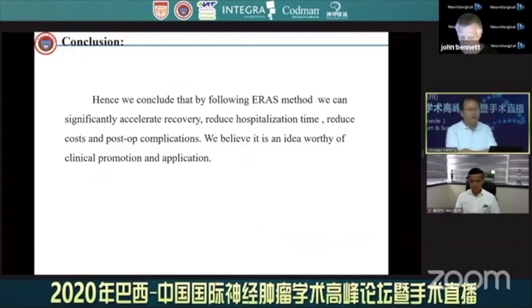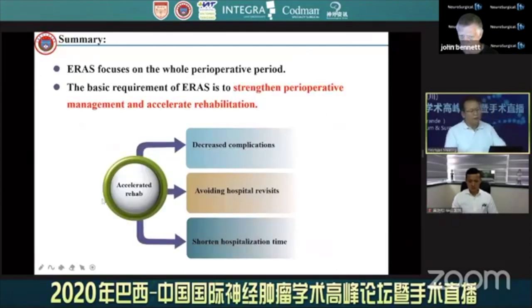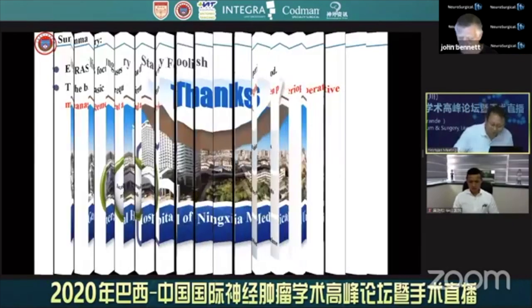We want in the future to organize this work better, and also want to get some suggestions from colleagues. In the future, we hope we can decrease complications, avoid hospital visits, and shorten hospital times. And thank you very much.